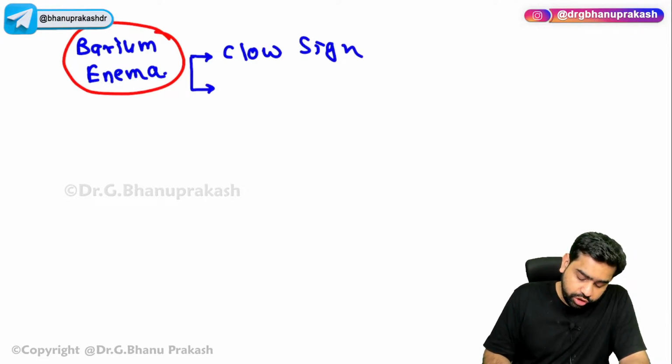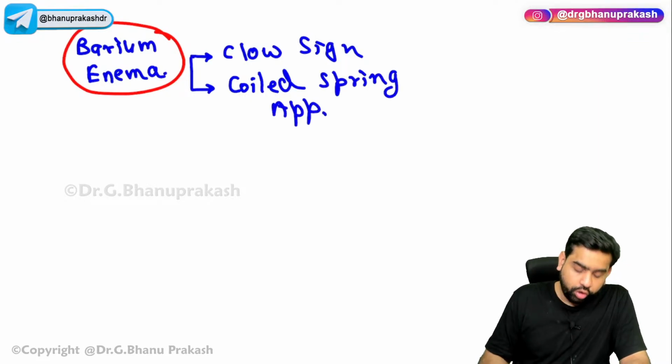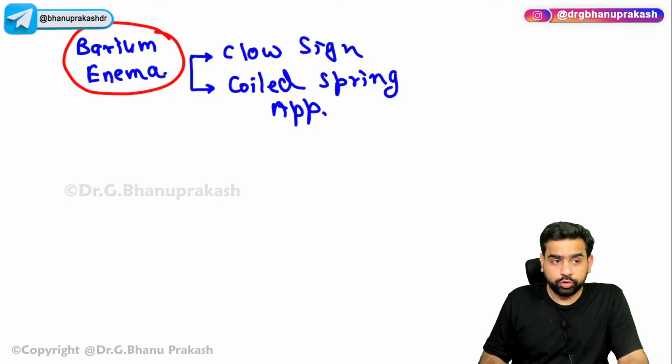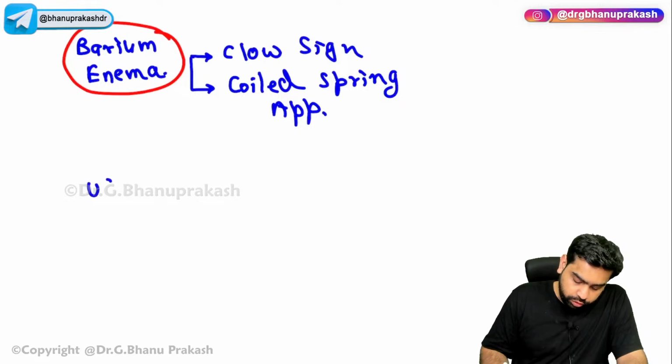You're going to find a coiled spring appearance. Okay, so claw sign and the coiled spring appearance. This is what you're going to find on the barium enema. What are you going to find on the ultrasound? Okay, so if at all you perform an ultrasound, what are you going to find?